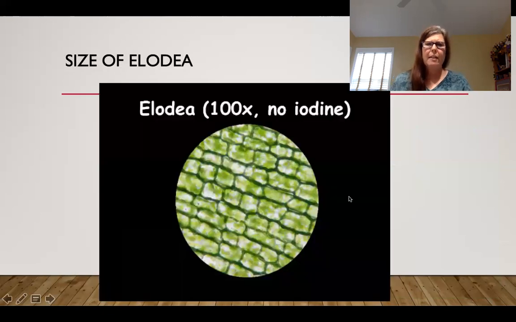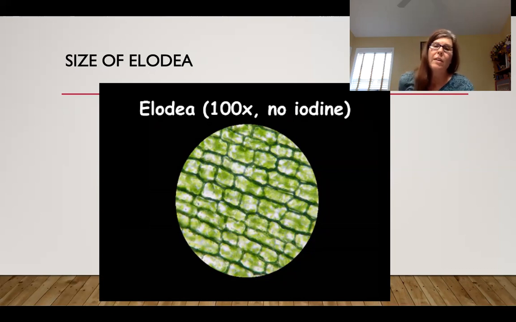And then here is a picture, because it does ask you to draw, and then it asks you if you can tell the size. Well, this is at 100x, and we really only use the 40x. So this is a little bit bigger, but you can count how many cells go across the field of view. So this one you could actually get a somewhat accurate measurement.